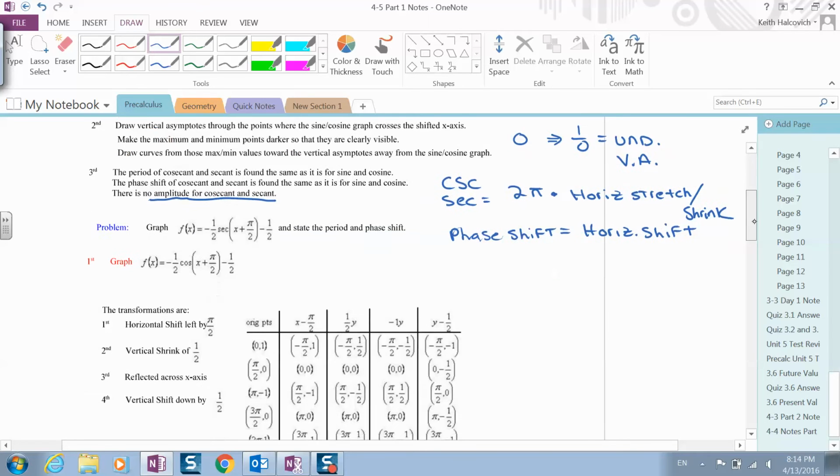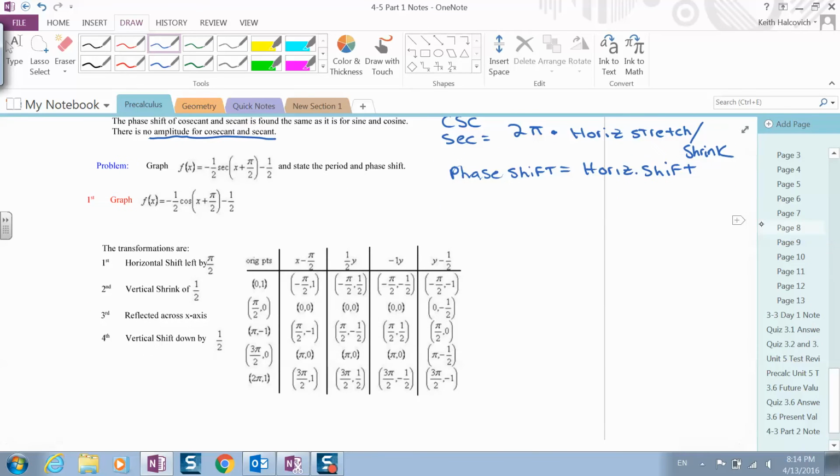Alright, so the first thing that I showed you here is an example of how to graph the secant. It says graph f of x equals -1/2 secant of (x plus pi over 2) minus 1/2, and state the period and phase shift. Well, there's nothing to factor out, so we don't have to worry about that. So first thing we're going to do is graph the reciprocal function. So we're graphing the cosine.